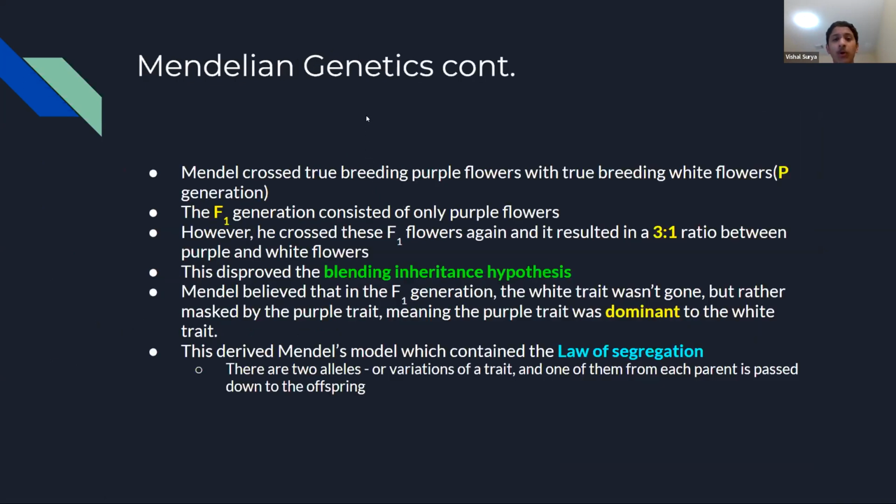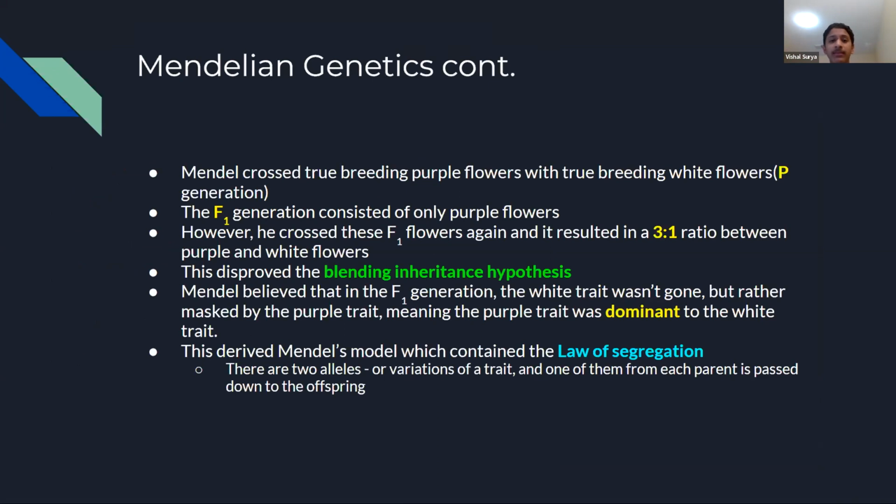So let's talk a bit more about Mendel's experiments with the pea plant. He crossed a true breeding purple flower with a true breeding white flower. This would be called the P generation, or the parental generation, since it's the first one in the cross. The next generation, or the offspring, is called the F1 generation. And in this case, when Mendel did it, it only consisted of purple flowers.